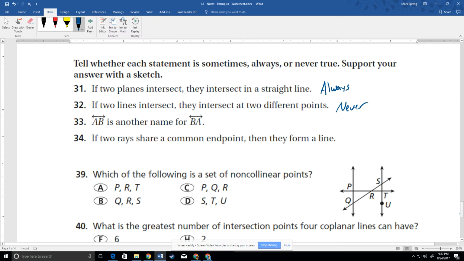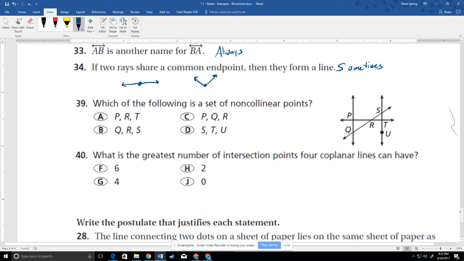AB is another name for line AB. That's always going to be true. And then that's just how we name them. And then if 2 rays share a common endpoint, then they form a line. Well, they could, right? In other words, we have an example here where if I had these 2 rays, this one going this way and this one going this way, share a common endpoint, they could form a line. But you could also share a common endpoint and sort of not form a line. So it's true here, but not true here. So it's basically going to be, the answer is sometimes, right? Sometimes true.